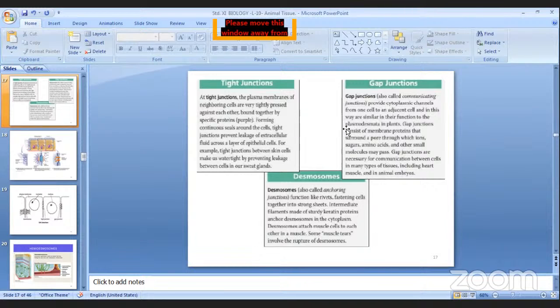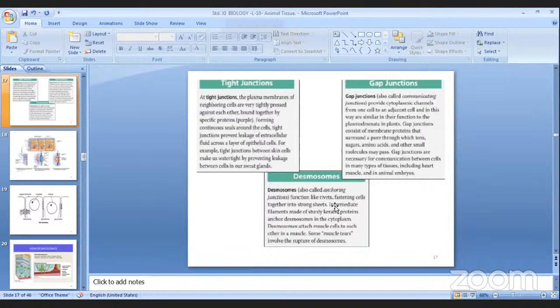Next is the gap junction. Gap junction, also called the communicating junction, as I told you in the diagram, provides cytoplasmic channels from one cell to an adjacent cell. In this way they are similar in function to the plasmodesmata in plants. Gap junctions consist of membrane proteins that surround a pore through which ions, sugars, amino acids, and other small molecules may pass. Gap junctions are necessary for communication between cells in many types of tissues, including heart, muscle, and animal embryos.